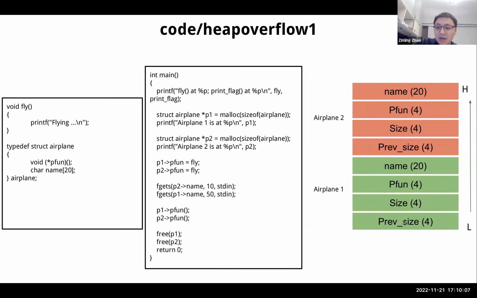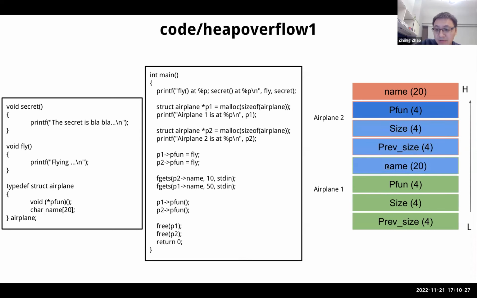For airplane 1, we have the previous chunk size and its own size. Then it has the function pointer as its first member. Then it has a second member, the name, 20 bytes. After that, we may have airplane 2. So when we do the overwrite, we overwrite from the name. We will be able to overwrite the previous chunk size, its own size, and also the function pointer. When we overwrite those two metadata items, obviously it will be very dangerous.